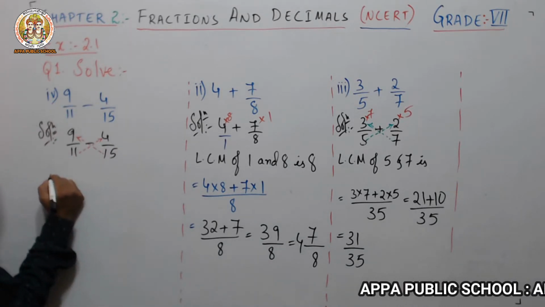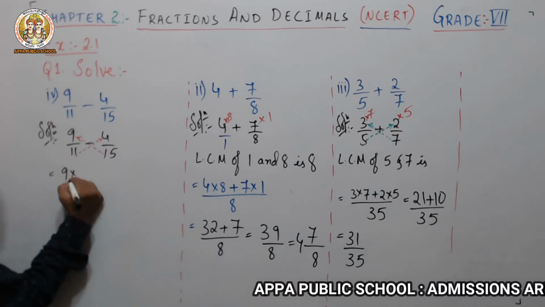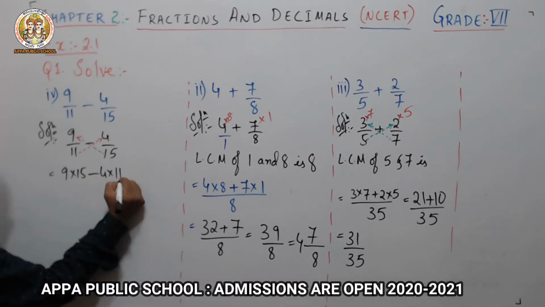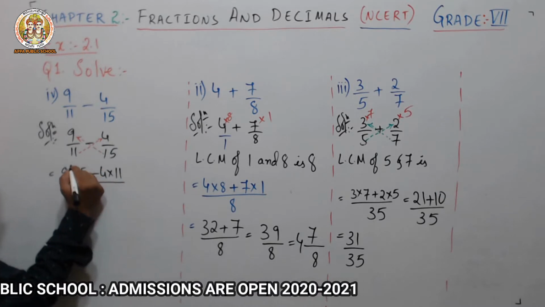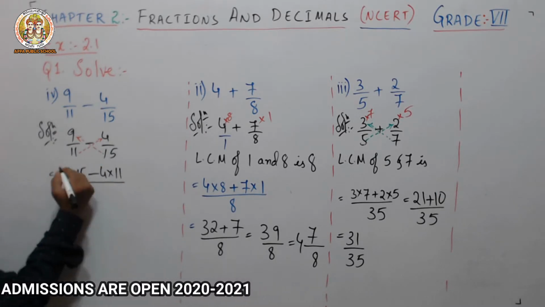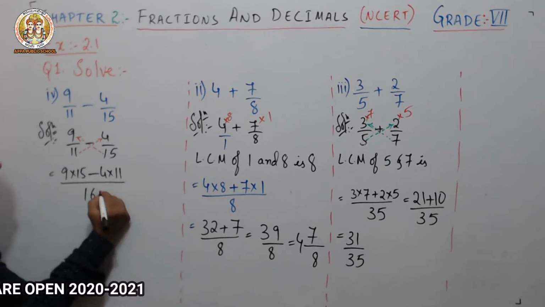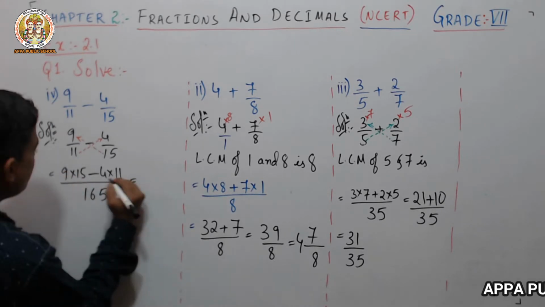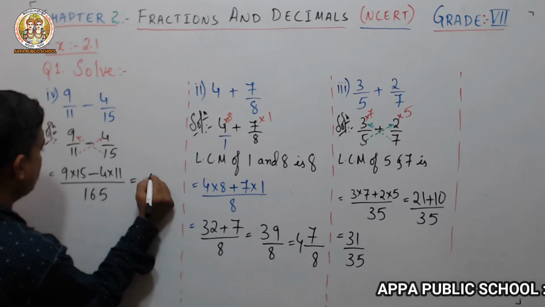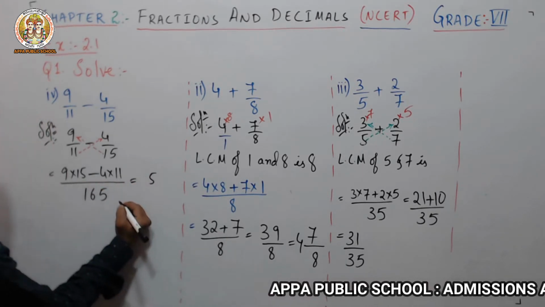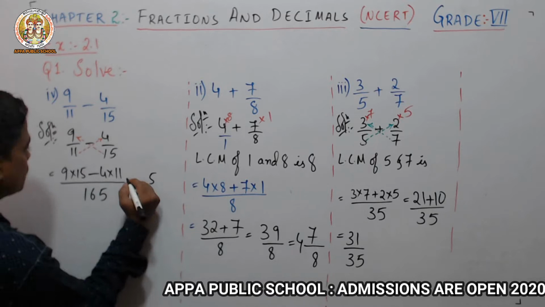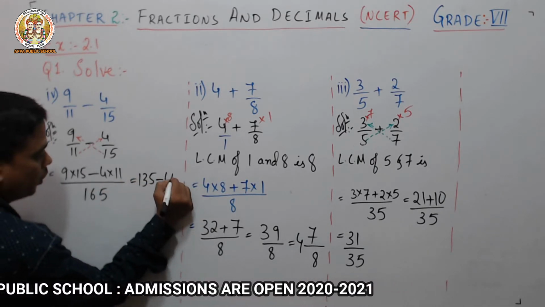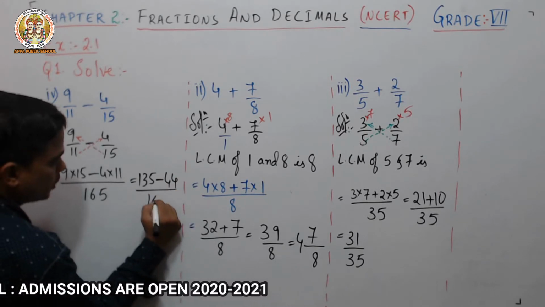Next. So I will write it as 9 into 15, this minus symbol as it is, 4 into 11, divided by 15 into 11. 15 times 11 is 150 plus 15, that is 165. Right? That is equal to 15 nines are 45, carry 4, 9 plus 4 is 13, 135, minus 11 fours are 44, divided by 165.